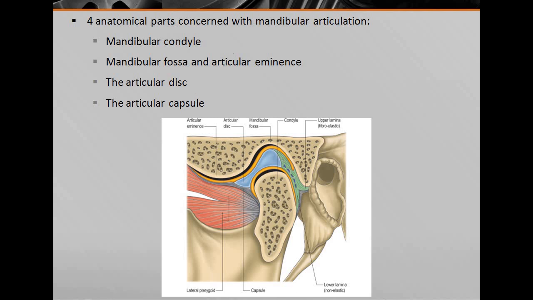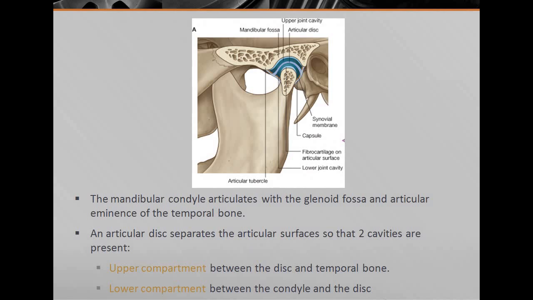We'll see the 4 anatomical parts concerned with mandibular articulation. Number 1, mandibular condyle. This is the cut section where you can see the mandibular condyle, and this is the mandibular fossa and the articular eminence. This is the articular eminence. This is the articular disc and the articular capsule. These are the 4 anatomical parts concerned with mandibular articulation.